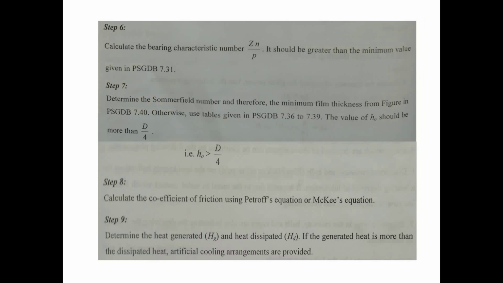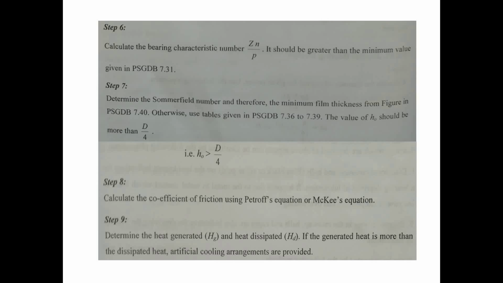And sixth step is to calculate the bearing characteristic number, that is ZN divided by P, whether it may be a Sommerfeld or a McKee equation, whatever it may be. With the help of that equation, you calculate the bearing characteristic number ZN divided by P. Seventh step is to determine the Sommerfeld number. And eighth step is to calculate the coefficient of friction, mu, with the help of the McKee equation.